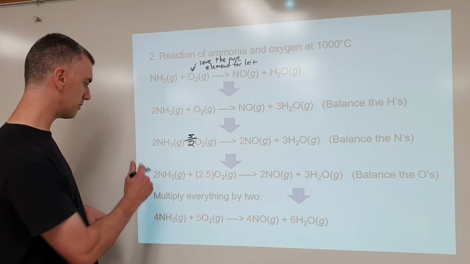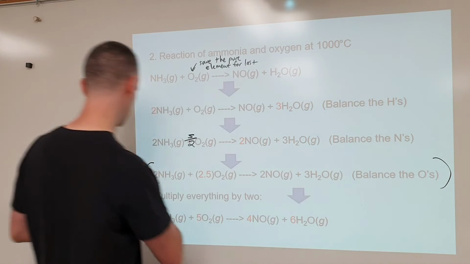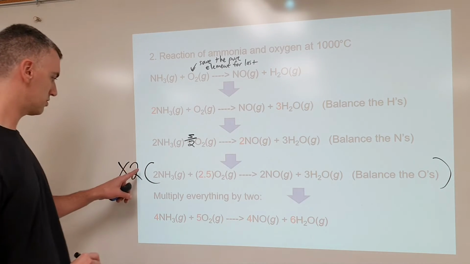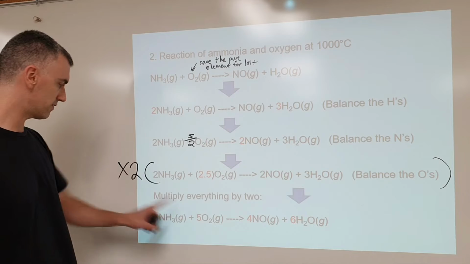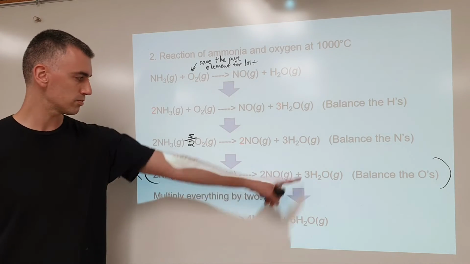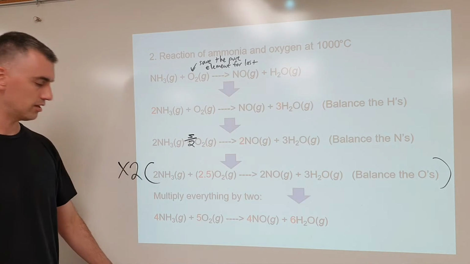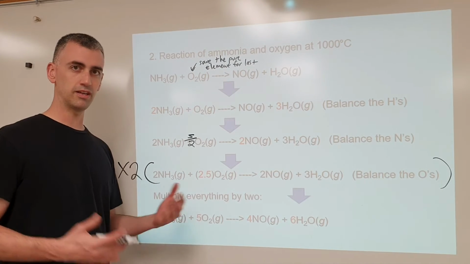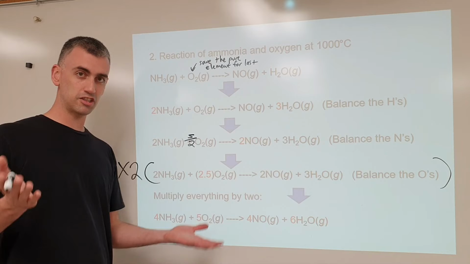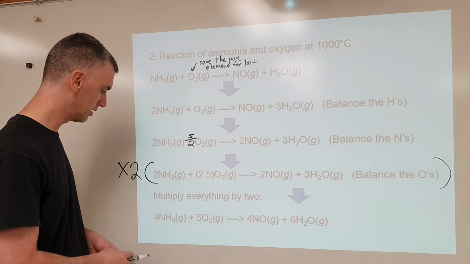Turns out timesing everything by 2, I'll even emphasize, times 2, so that's what 2 times 2 is 4, 2 times 2.5 is 5, 2 times 2 is 4, 2 times 3 is 6. That's where all this came from. And then, is it done? Well, you don't need to ask the teacher, you don't need to Google it, you don't need to check the answer key, you can figure it out for yourself.